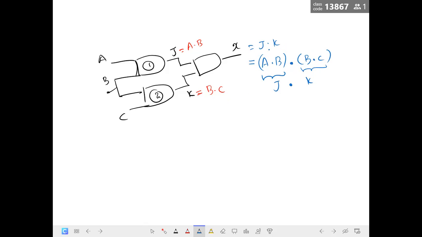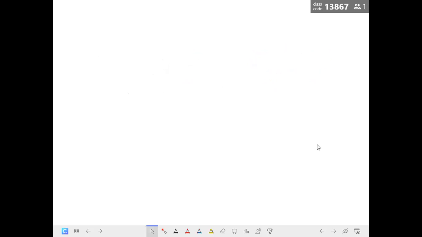Because one bracket shows one output of a particular logic gate, right? Then see another one, another example. This one. Please be careful, right?